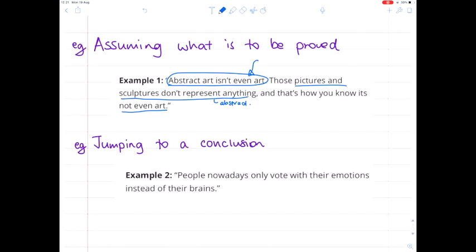The other kind of fallacy that we can look at is jumping to a conclusion, which is just saying something like, people nowadays only vote with their emotions instead of their brains. Well, okay, where's your proof? There isn't any, so you've just jumped straight to that conclusion without backing up your reasoning with any kind of logic or data.